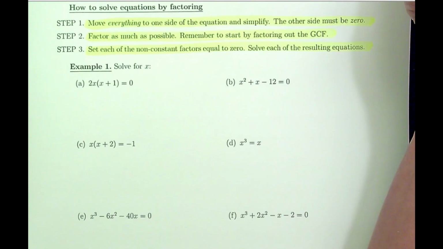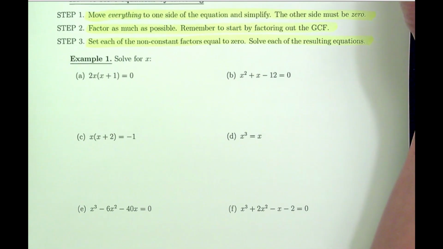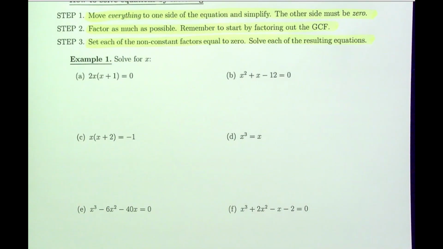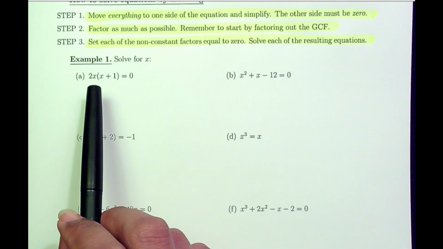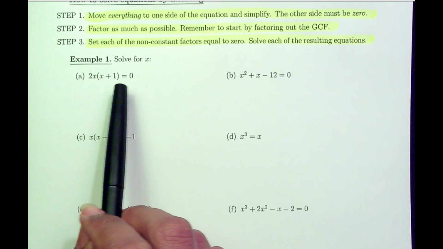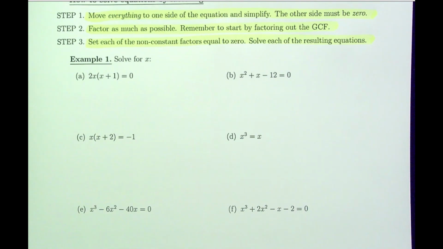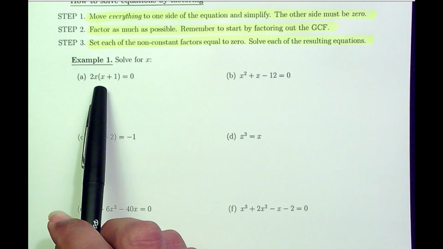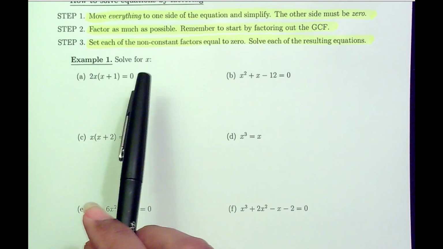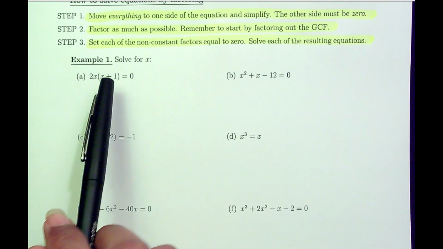Okay, so let's do a few examples. So the first one says you have to solve 2x times (x + 1) equals 0. Okay, so the very first step is to move everything to one side so that you have 0 on the other one. And in this case, everything is moved already to the left and I have 0 on the right-hand side. So step 1 is done. For this one, it's already done for you.